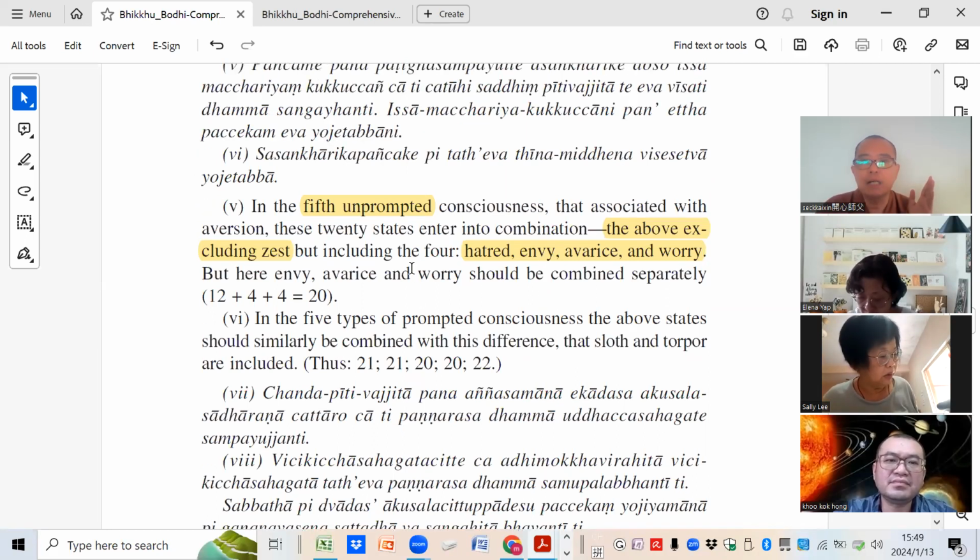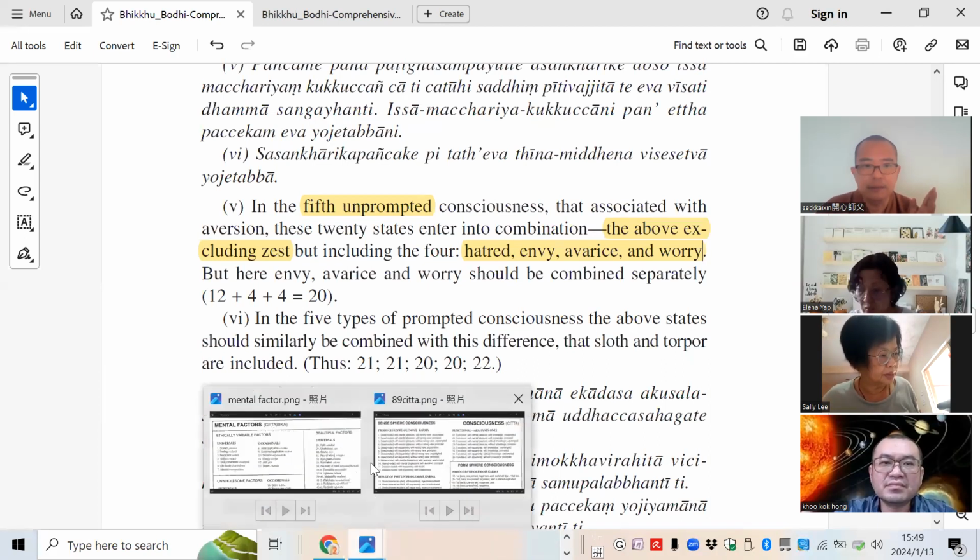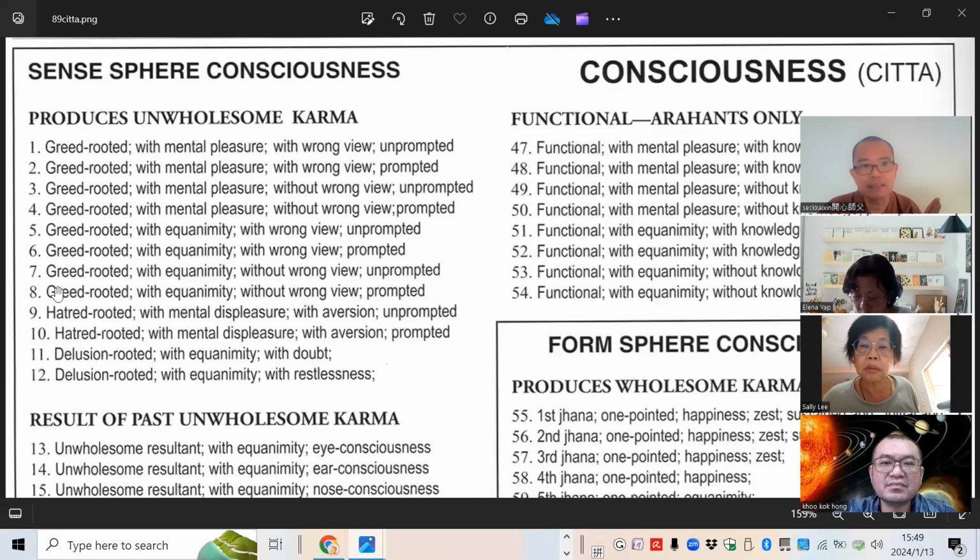According to the above, let's take a look. So this is the number 4 unprompted. Now is the number 5 unprompted. Is number 9? Okay. Yes, Elena, can you read number 9 for me? Number 9, the fifth unprompted: hatred rooted with mental displeasure with aversion, unprompted. So basically they are both unprompted. What's the difference between number 7 and 9, besides greed rooted and hatred rooted? Elena?